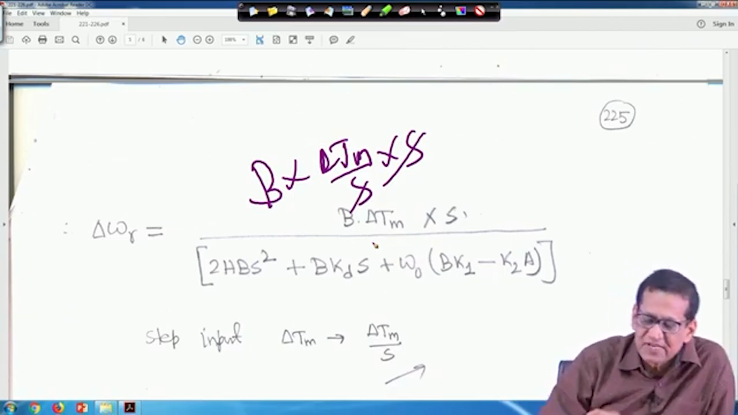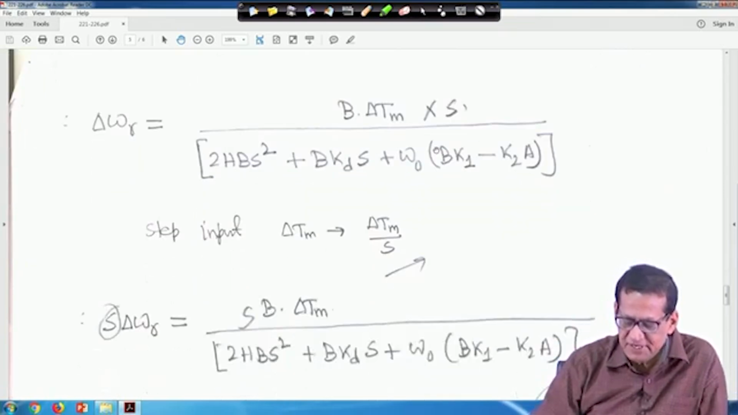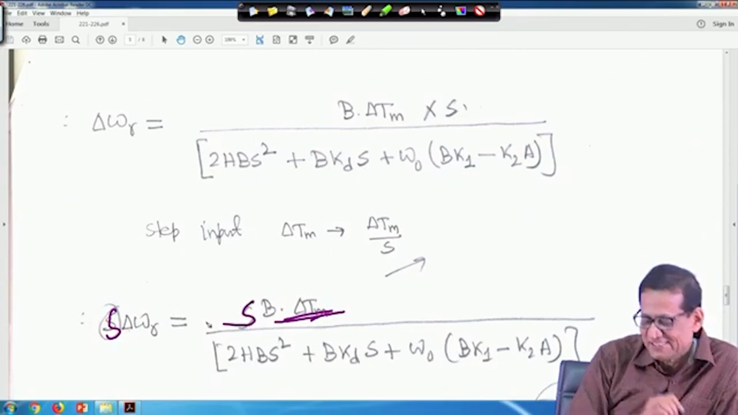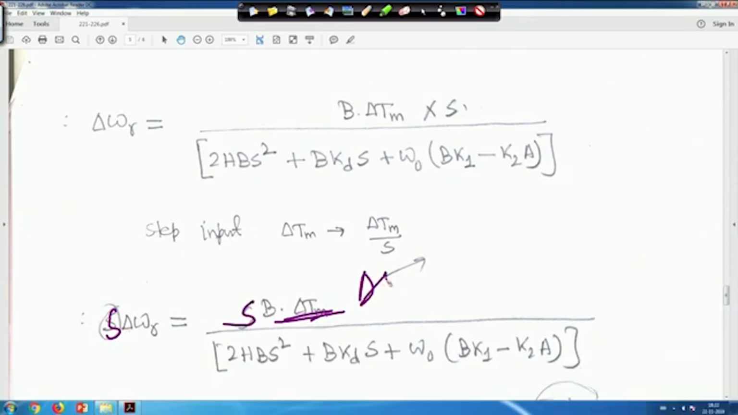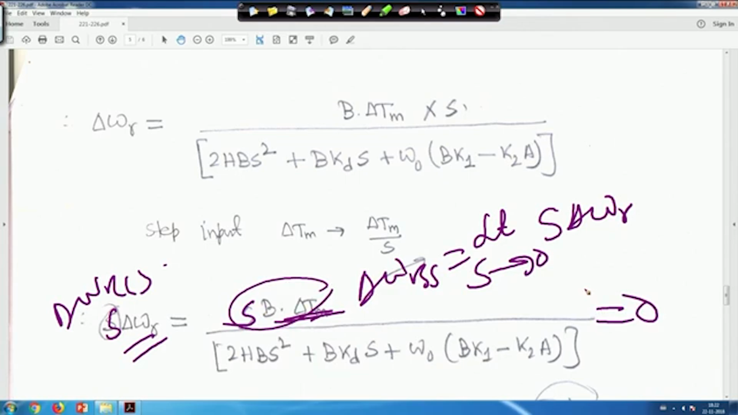That means, let me clear it, your numerator will simply become B delta Tm, right. Multiply both sides by S. Therefore, delta omega r steady state is equal to the limit as S tends to 0 of S times delta omega r S. Now with S tending to 0, the numerator is 0 by something, so the steady state error of delta omega r S S will be 0.